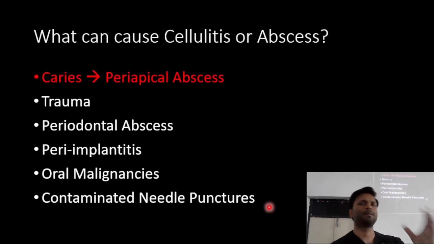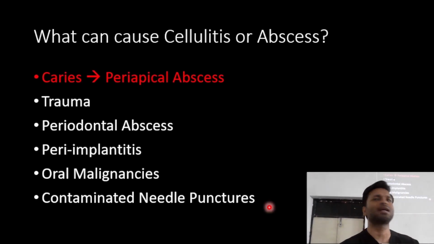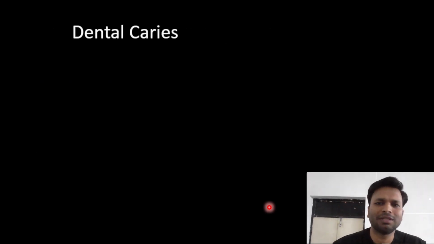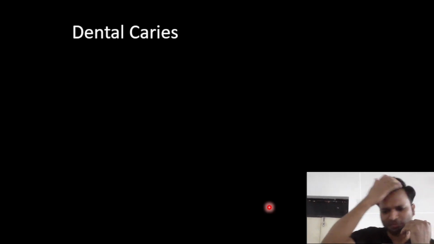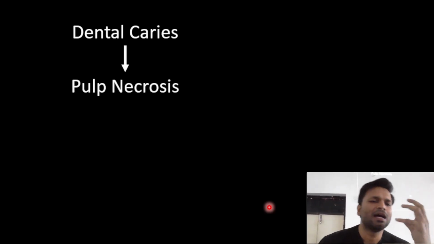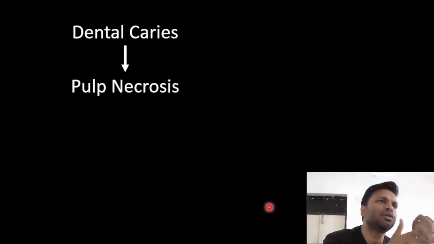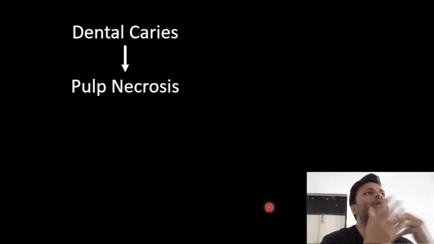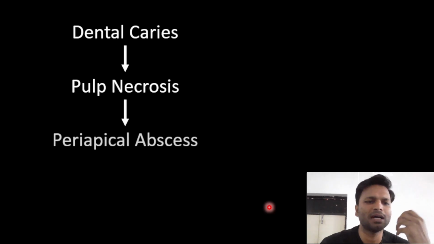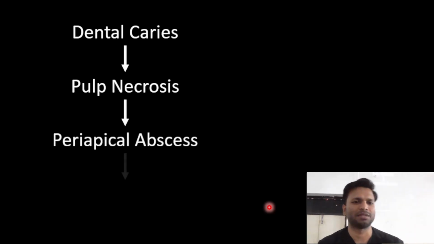That is the periapical abscess secondary to dental caries. So what is the sequence of events? First, there is dental caries. If we don't treat it, it is going to lead to infection of the pulp and pulp necrosis. Pulp necrosis hoga, then it will lead to periapical abscess.